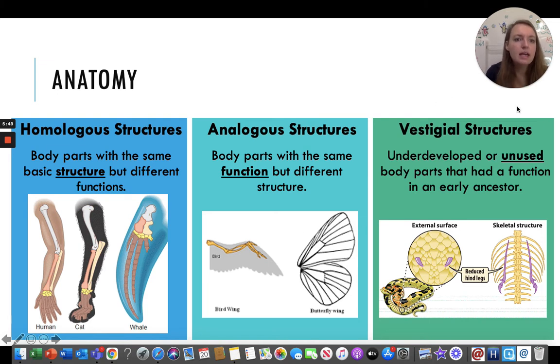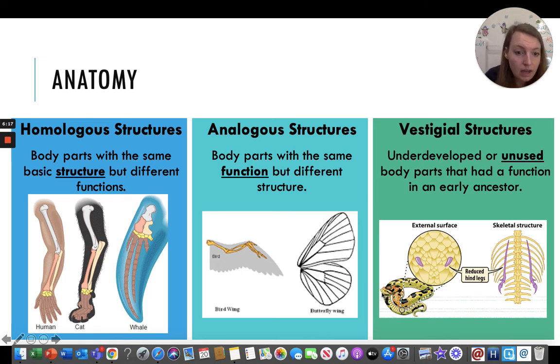All right. And then the last anatomical structure we're going to talk about is vestigial structures. Vestigial structures are underdeveloped or unused body parts that had a function in an early ancestor. So this body part worked in the ancestor, and it's been passed on through the species, and now it doesn't have a job.